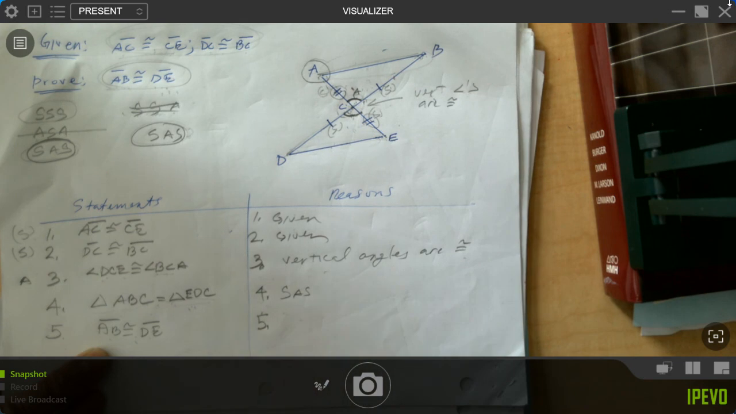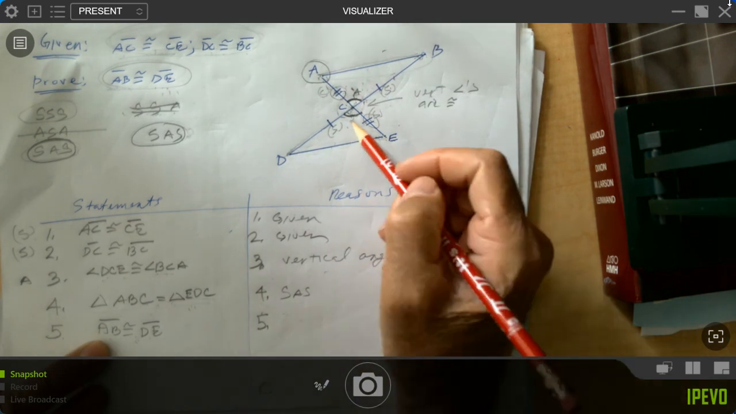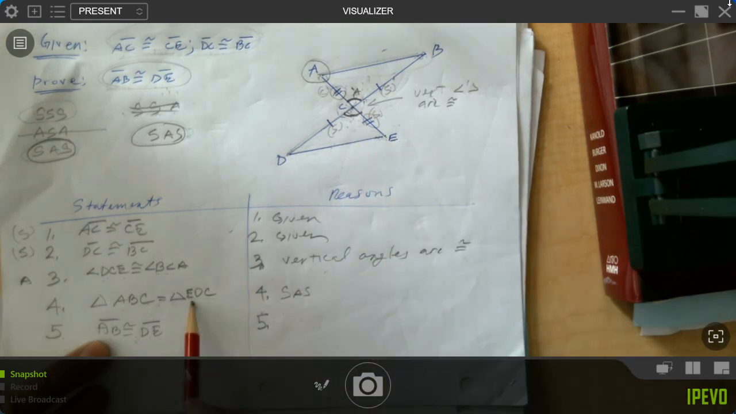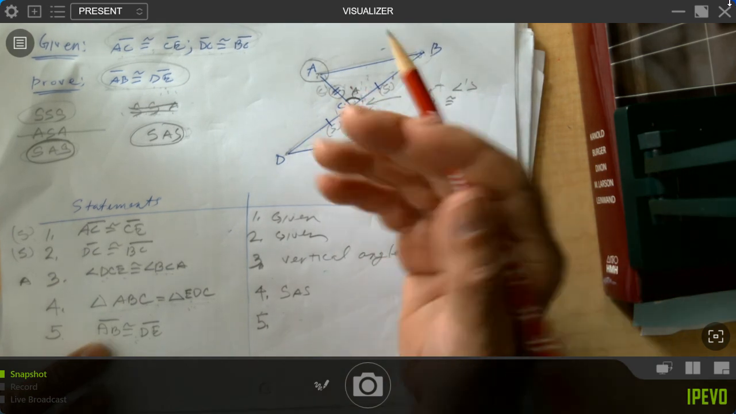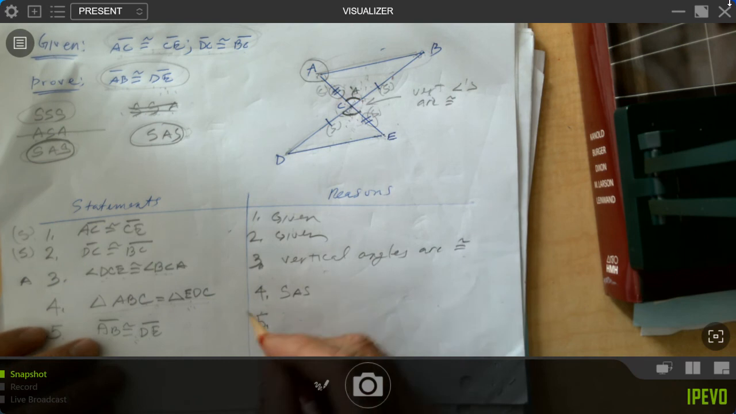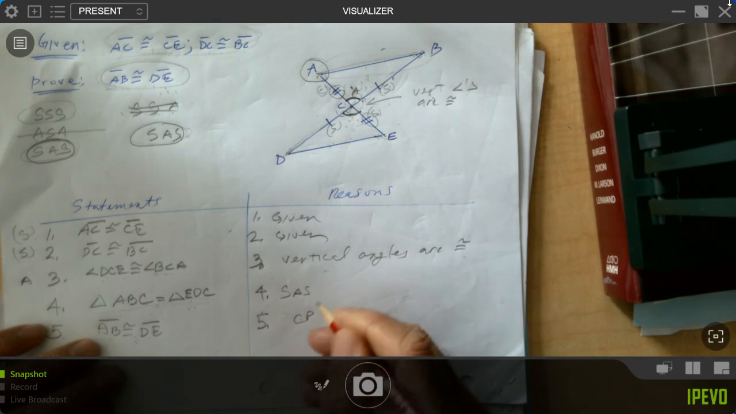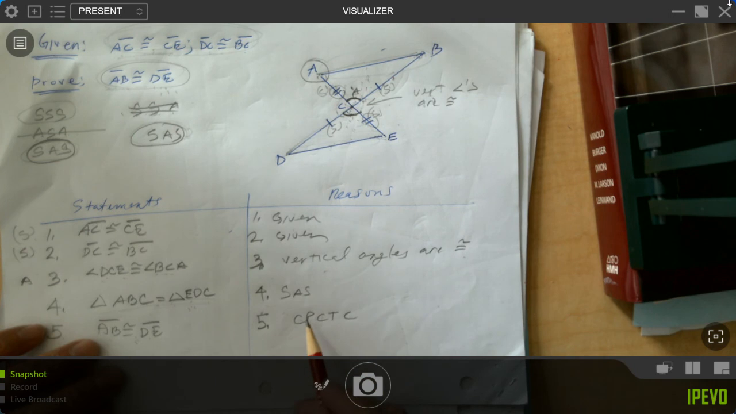Now, how do we know that's true? Well, because these two triangles, we've already shown that they're congruent. That means all of the corresponding parts have to be congruent. That's our CPCTC. So you abbreviate it as CPCTC. Corresponding parts of congruent triangles are congruent.